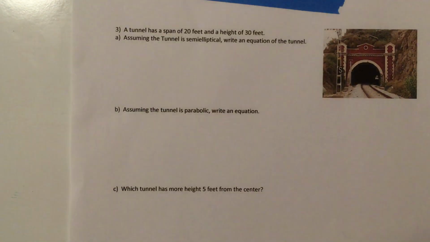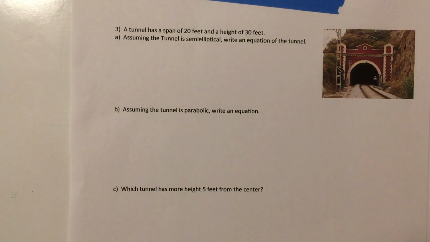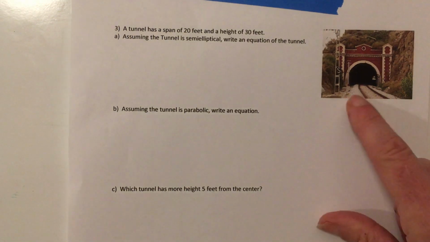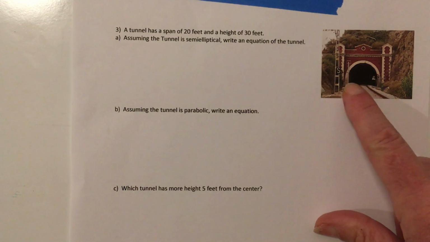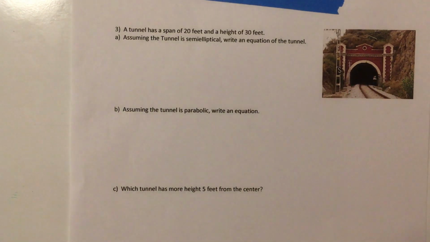All right. So this problem says, I just pulled a tunnel picture off the internet. It's not necessarily elliptical or parabolic. I just wanted you guys to have a cool picture of a tunnel. So a tunnel has a span of 20 feet. Remember, span means how wide at the opening. So this is the span. And a height of 30 feet means the tallest height is 30 feet. It says, assume the tunnel is semi-elliptical, write an equation.